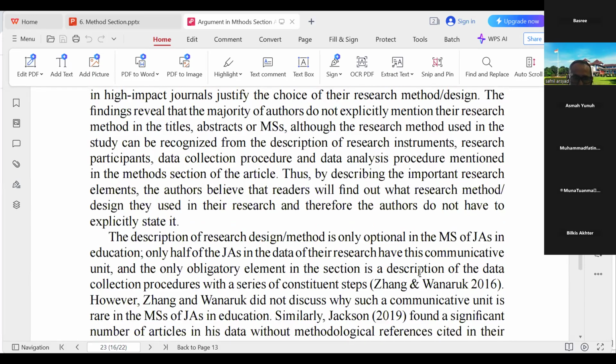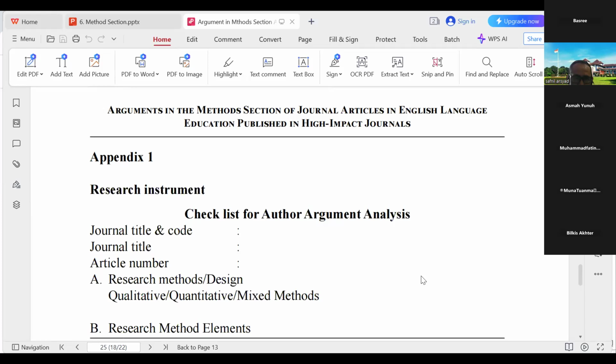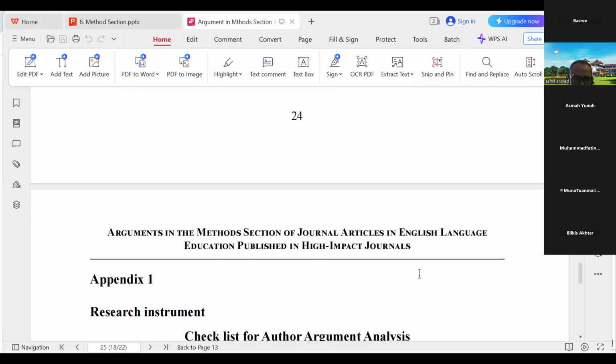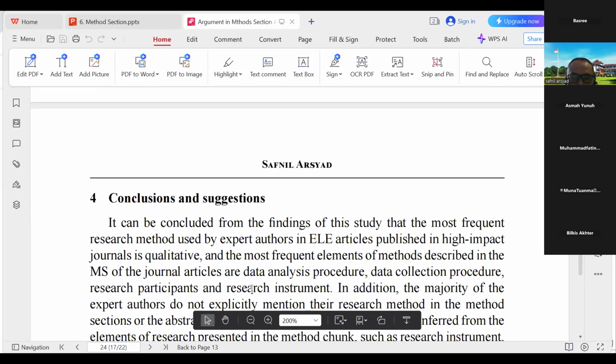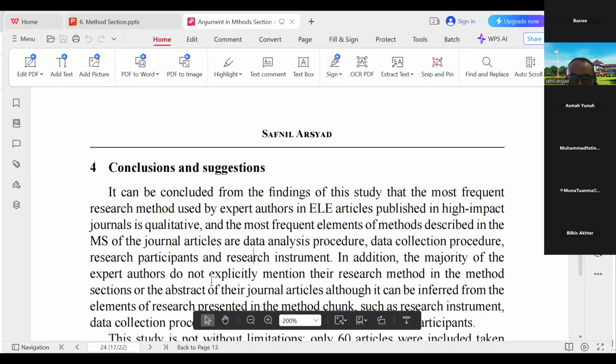Okay, the conclusion. It can be concluded from the findings of this study that the most frequent research method used by expert authors in English language education articles published in high impact journals is qualitative. So qualitative is the dominant one. That's number one. The majority of the expert authors do not explicitly mention the research method in the method section.